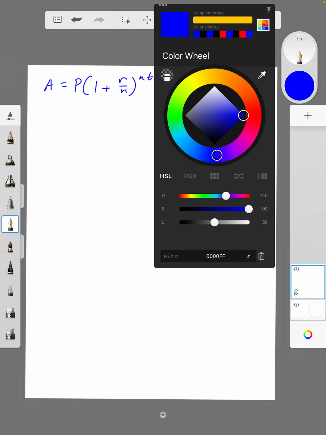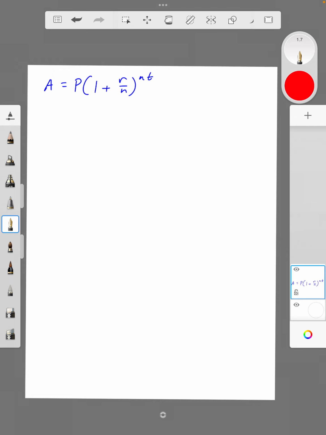A is just the final amount. So this is what you will solve for if you're given everything else. P is the initial amount that they've given you, and how you remember that is initial is principal. So that's what you're given as the starting balance. 1 is just the number 1. R here is going to be your interest rate.